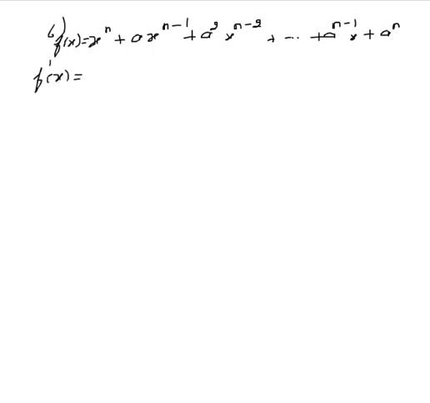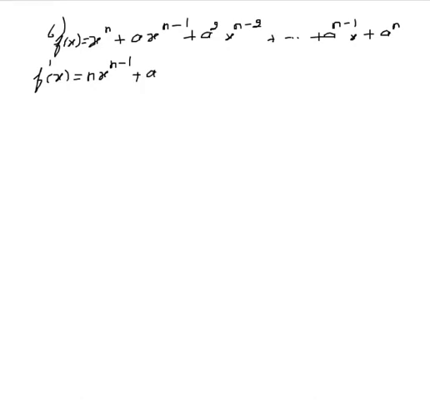Question 6. Find the derivative of x raised to n plus a into x raised to n minus 1 plus a square into x raised to n minus 2 plus etc. a raised to n minus 1 x plus a raised to n for some fixed real number a. So a is a constant here. Let us take this as f of x. So we will find f dashed of x, which is equal to differential of x raised to n is n into x raised to n minus 1.